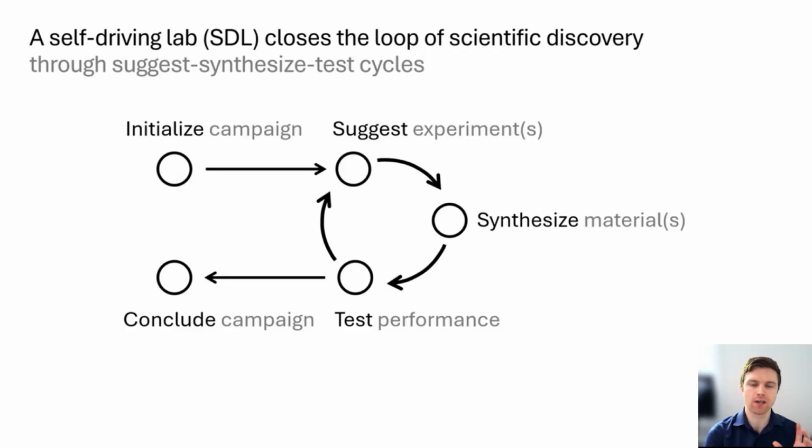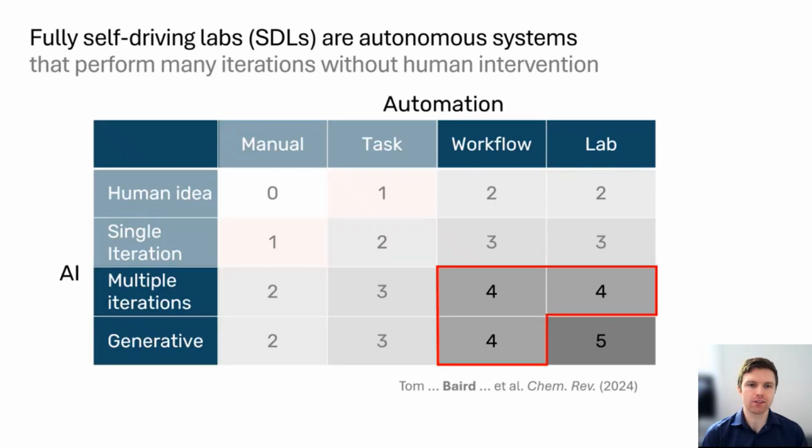We start out initializing some campaign, our high-level objectives, what our search space is. We suggest new experiments, we synthesize those materials, we test their performance, and we follow this in a loop until we reach some stopping criteria, which could very well be the end of a grant or students graduating, or you found the material that you were looking for. And fully self-driving labs are autonomous systems that can perform many iterations without human intervention. Similar to self-driving cars and levels of automation there, what we're headed to as a community is these level 4 self-driving laboratories, where we have full workflows automated over multiple iterations.